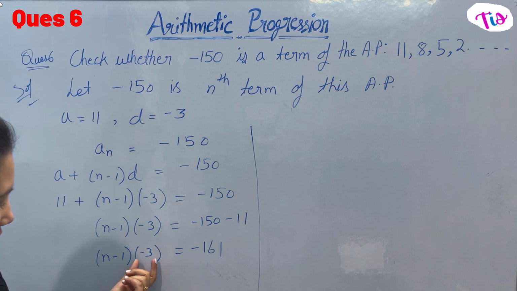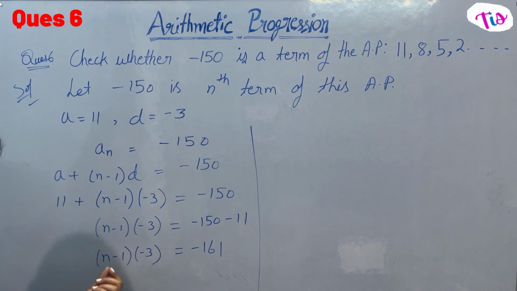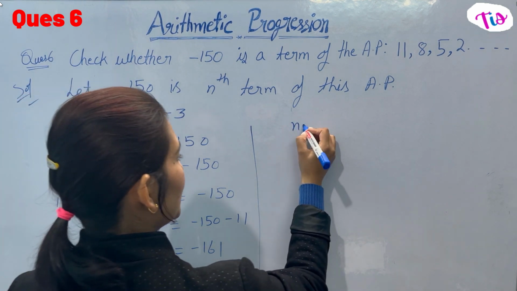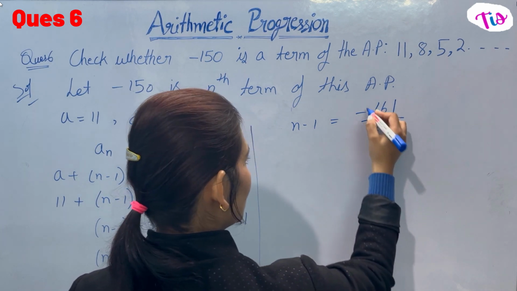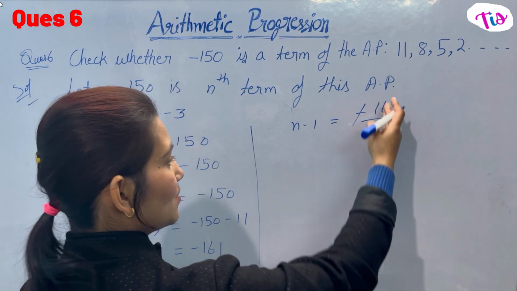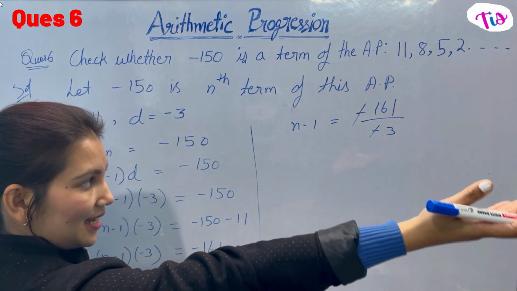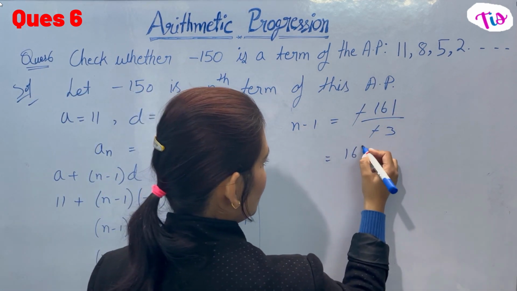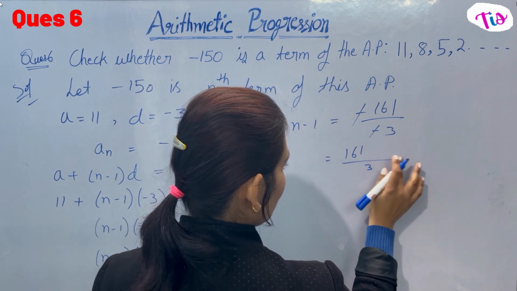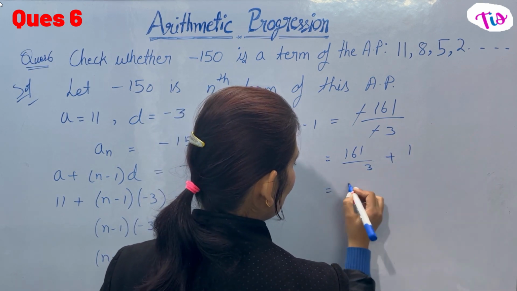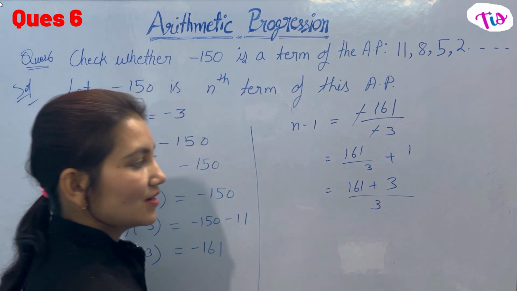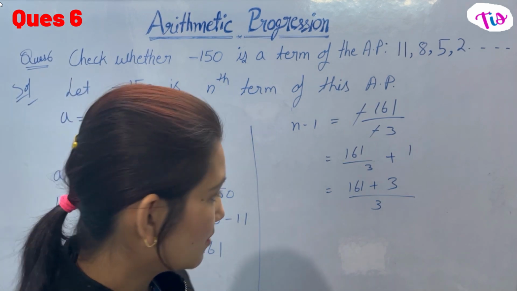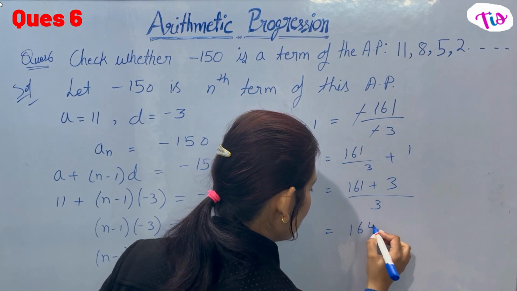Now minus 3 is in multiplication here, so it will go to the denominator. So n minus 1 is equal to minus 161 upon minus 3. The negative sign cancels out, giving 161 upon 3. Now minus 1 will go to that side and become positive, so it will be 161 upon 3 plus 1. Now solve it. We'll take 3 as LCM, so 161 plus 3 upon 3 is 164 upon 3.